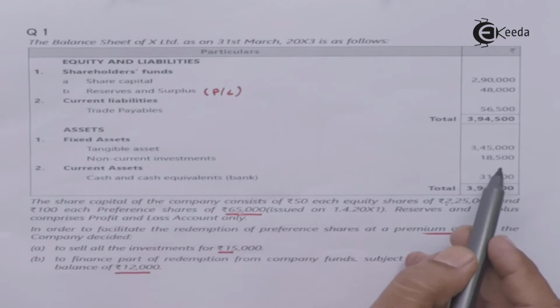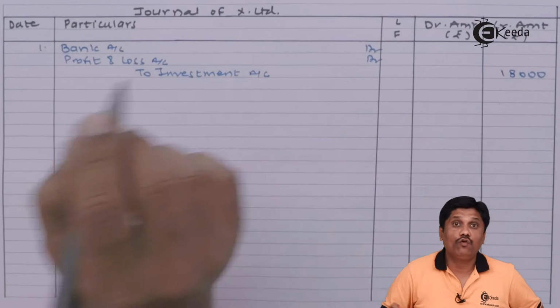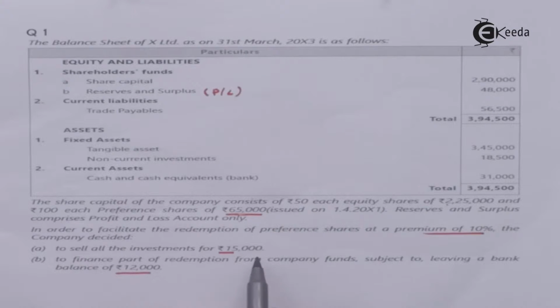What is the book value of investment? 18,500. At what price it was sold? It was sold at 15,000. So 15,000 will be debited.